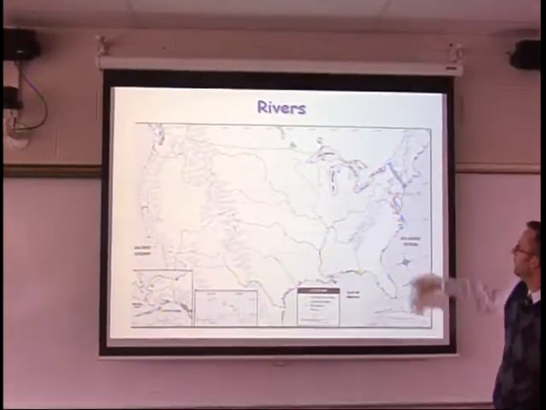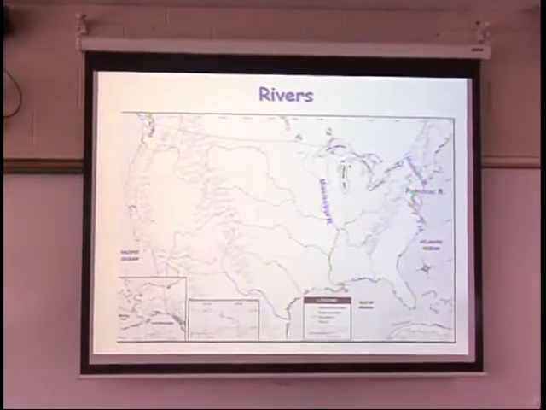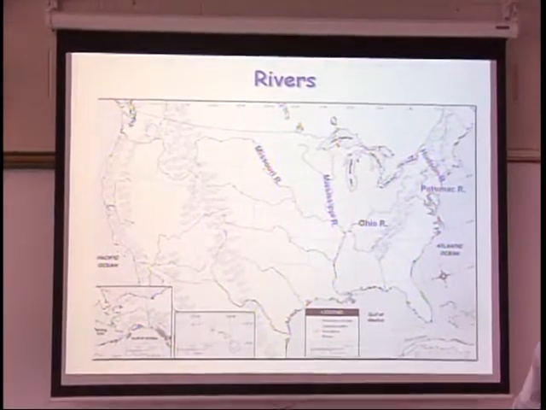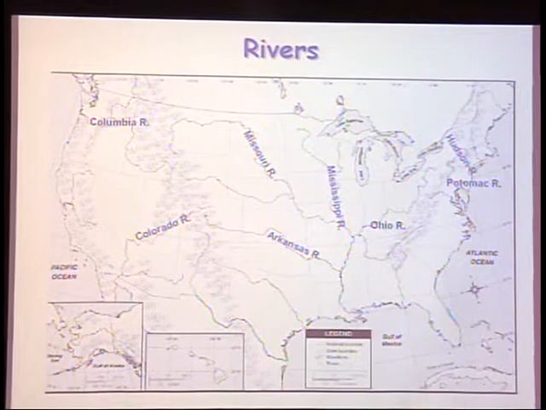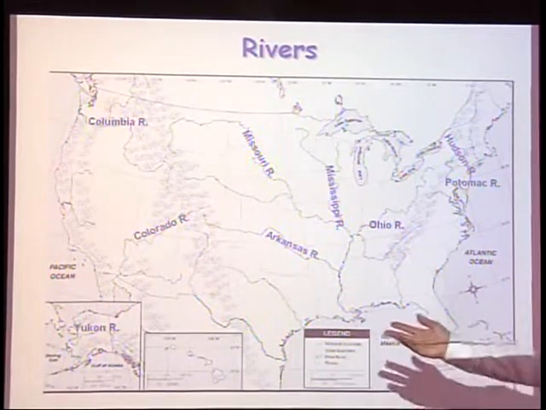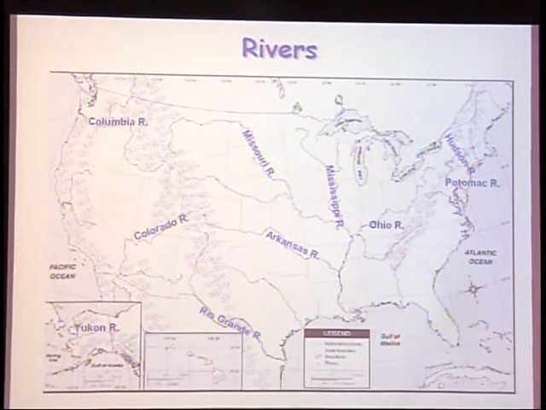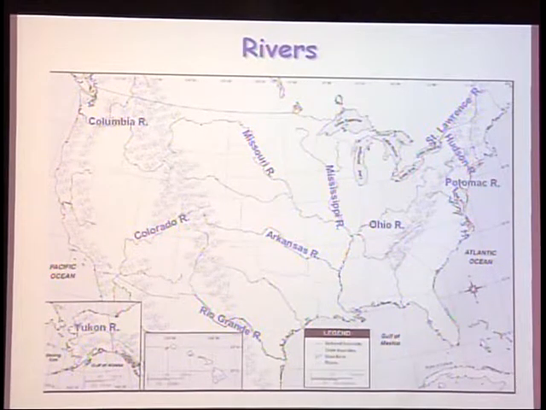The Hudson River, Potomac, Mississippi, Ohio River, Missouri River, Arkansas River, Colorado River, and the Columbia River. And then in Alaska here we have the Yukon River. The Rio Grande separating the United States from Mexico, and the St. Lawrence River, which gets people from the Great Lakes out into the Atlantic Ocean.